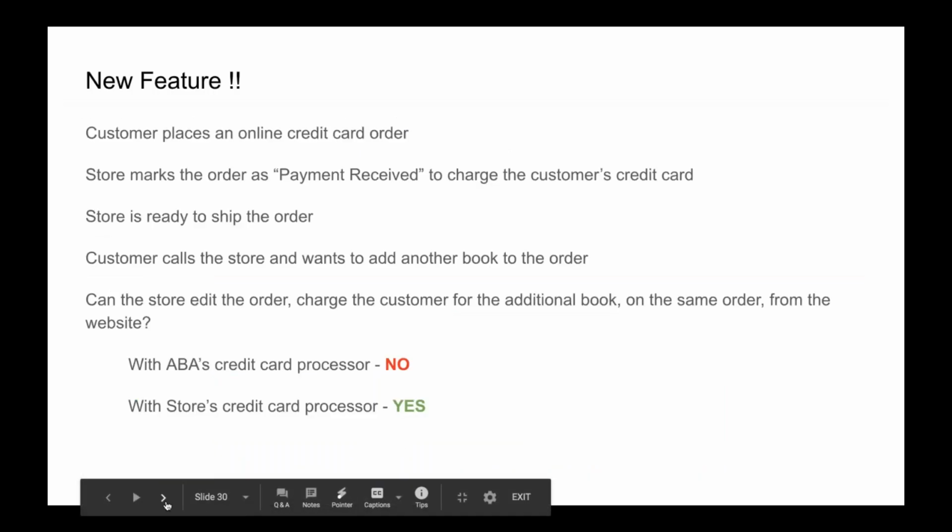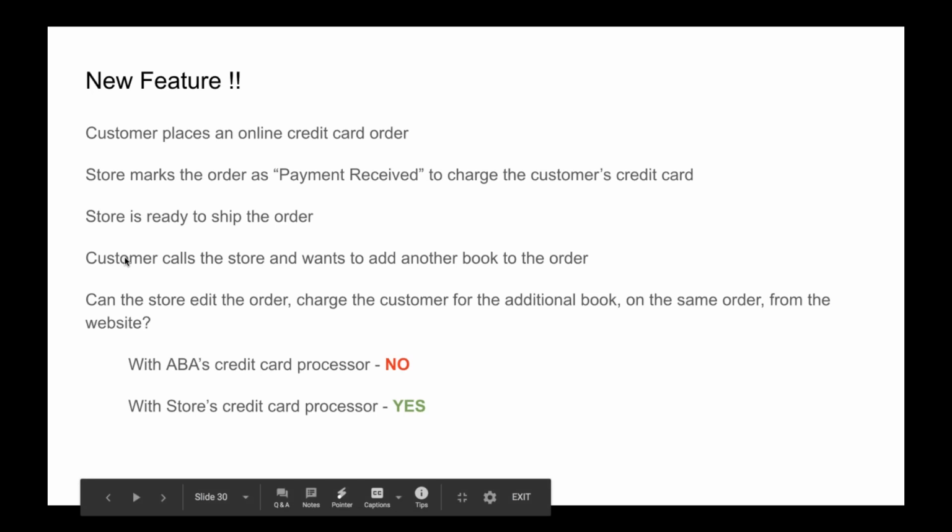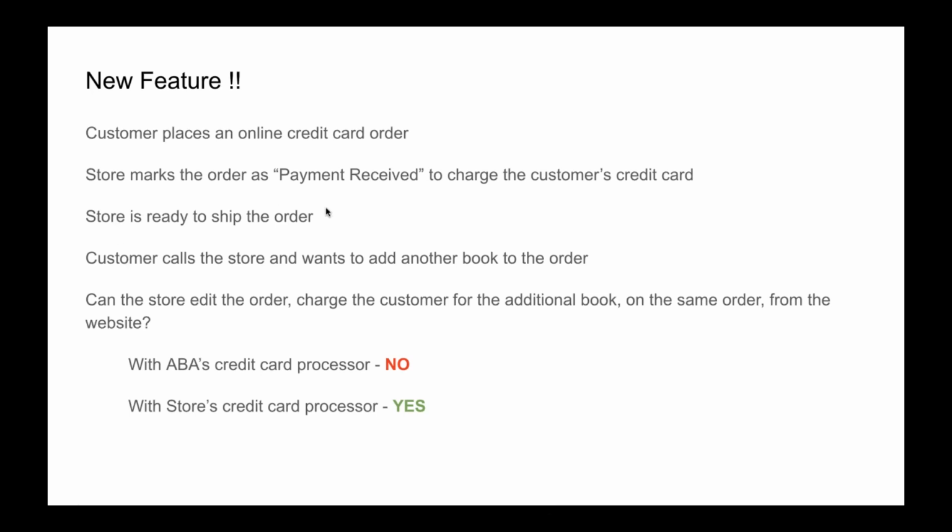Okay, now let's talk about the two main features that we have created for you. I think it makes it better to explain this new feature by taking two use cases. The first one is the customer places an order on your website, a credit card order, and the store marks it as payment received to charge the customer's credit card. The store is ready to ship the order, and the customer calls the store and wants to add another book to the order. Can the store edit the order and charge the customer for the additional book on that same order from the website?